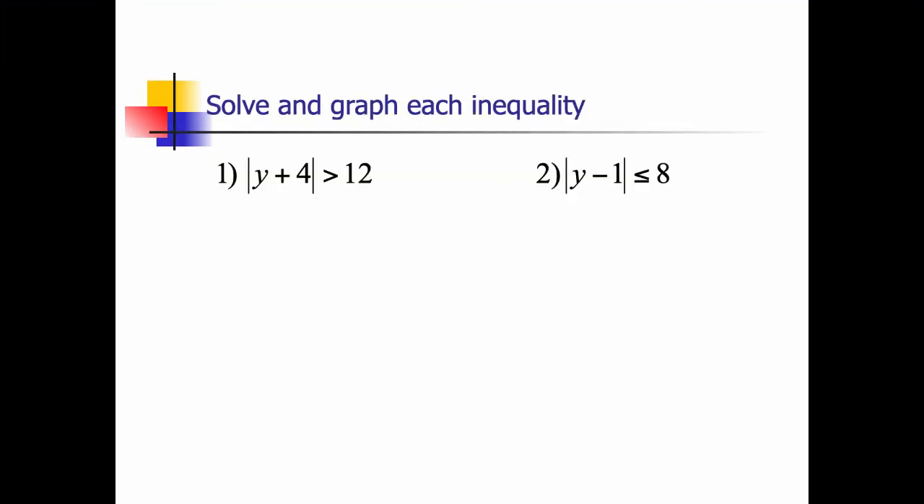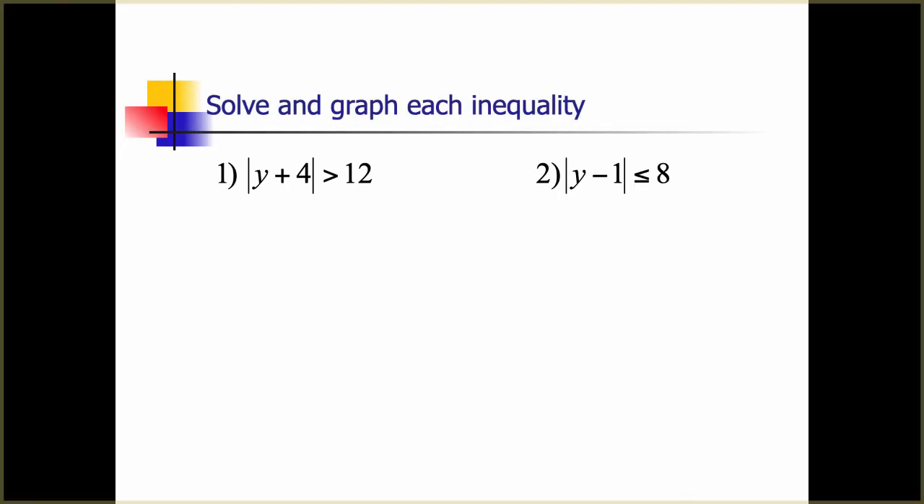So we have two different inequalities we are going to solve. The one on the left, as you notice, has a greater than symbol. So we should know just by looking at this, this is a compound or. We're going to set up our two inequalities. Y plus 4 is greater than 12. Y plus 4 is less than -12. And again, we have multiplied by -1 to the 12, so we have to flip that inequality around.